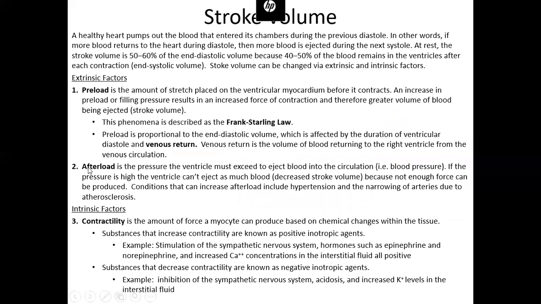The second extrinsic factor is another load. This is called afterload, and it's the pressure our ventricles must exceed to eject blood into the circulation. In other words, this is describing what blood pressure does to your stroke volume. If pressure is high, our ventricles can't eject as much blood, causing decreased stroke volume because not enough force can be produced.